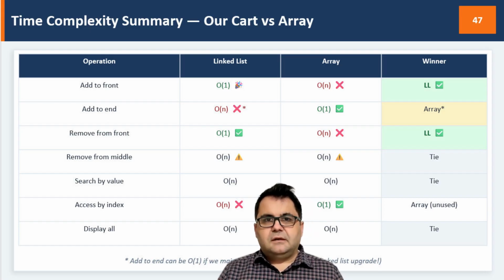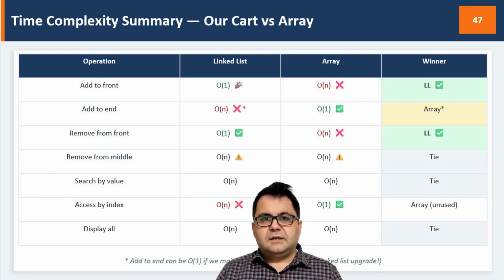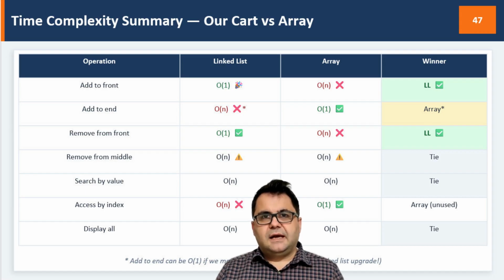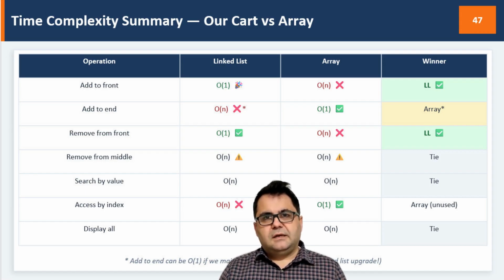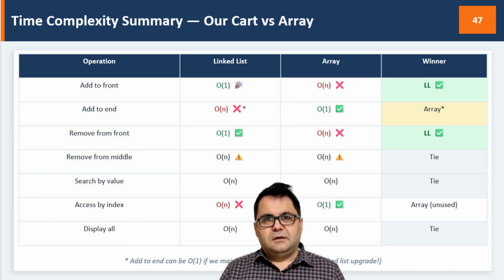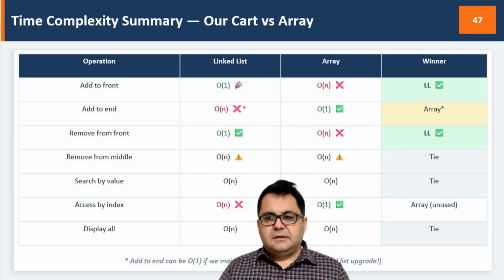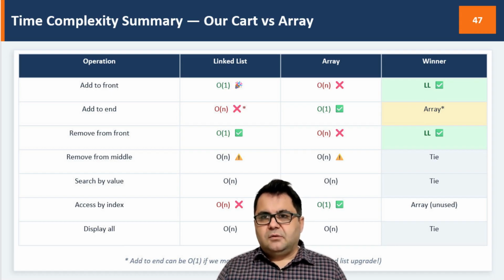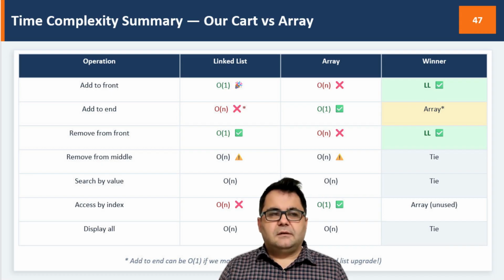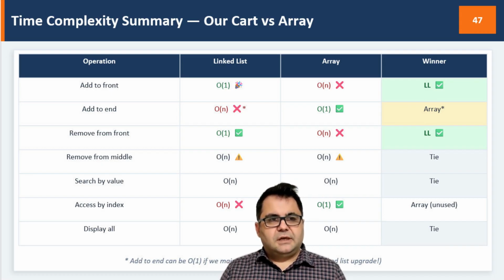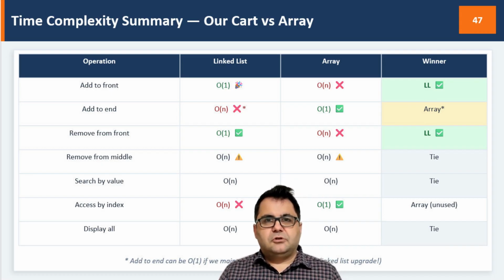Add to front. Linked list O(1), array O(n), linked list wins. Add to end. Linked list O(n), unless we maintain a tail pointer, array O(1), array wins, but we don't add to the end in shopping carts. Remove from front. Linked list O(1), array O(n), linked list wins. Remove from middle. Both O(n), tie, both require search.